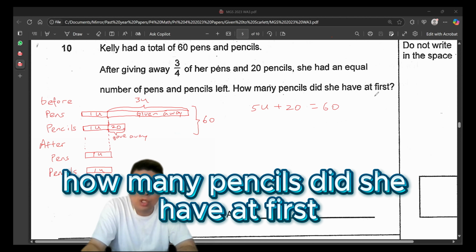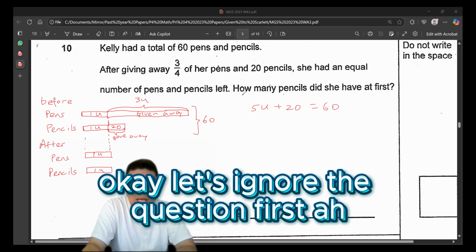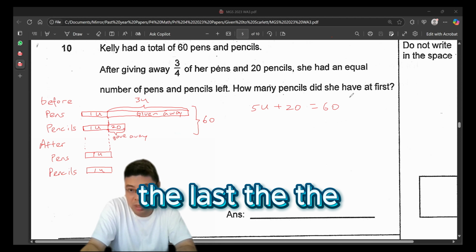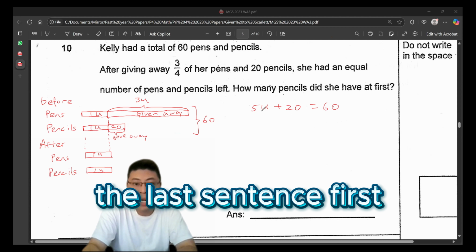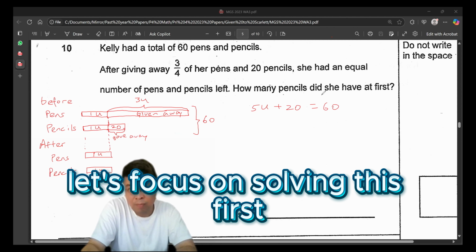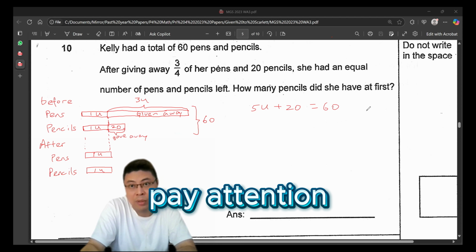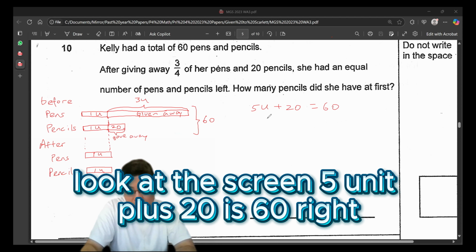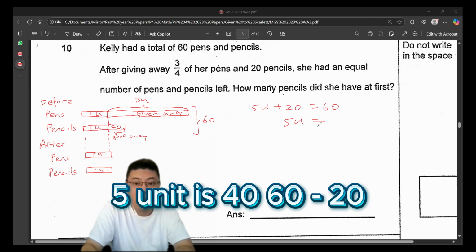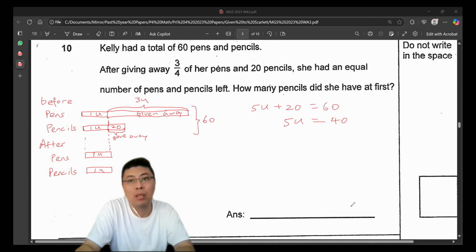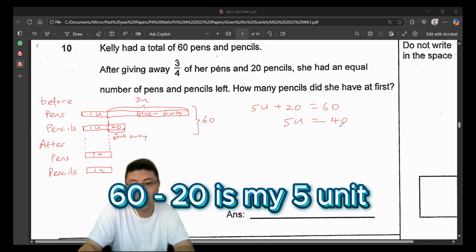Alright, how many pencils did she have at first? Okay, let's ignore the question, the last sentence first. Let's focus on solving this first. Pay attention. Look at the screen. 5 units plus 20 is 60, right? So that means your 5 units is 40. 60 minus 20. Makes sense? 60 minus 20 is my 5 units.